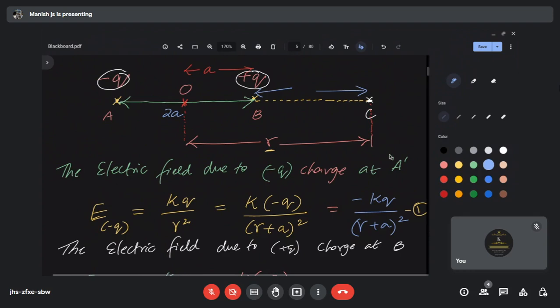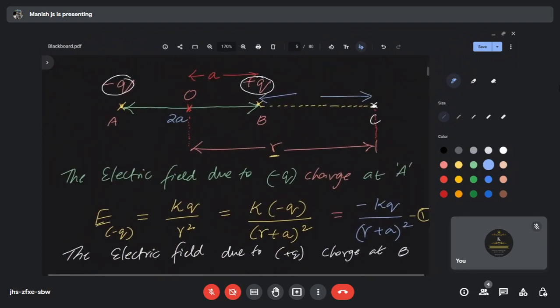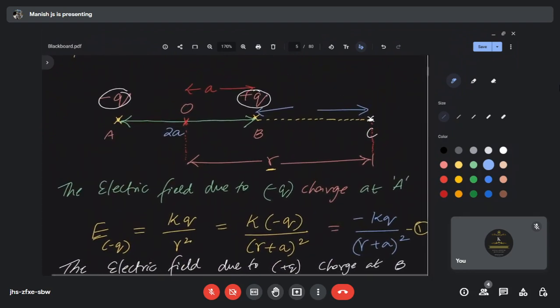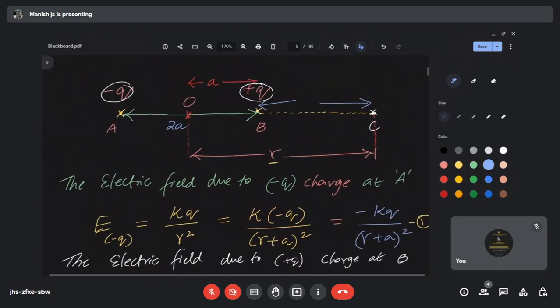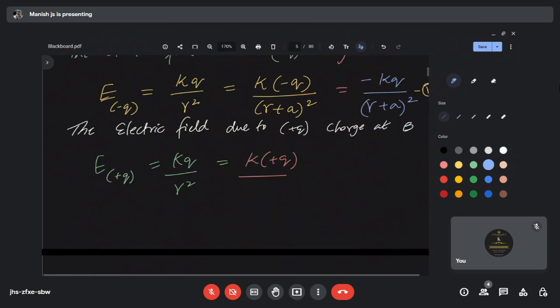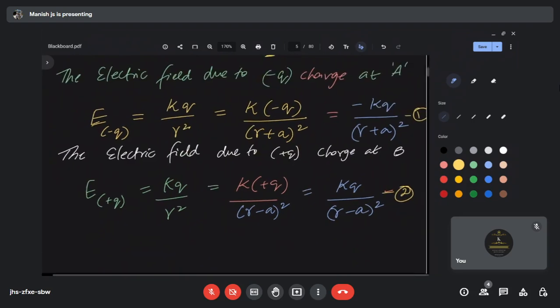Yes, minus. So how do we write it? This time it is not R plus A, it is R minus A. Are you understanding? Yes, sir. So in place of R square, I substitute R minus A the whole square. So finally, what do I get? I'll get KQ upon R minus A the whole square. So we will mark this as equation 2. So we got both the equations for the electric field.